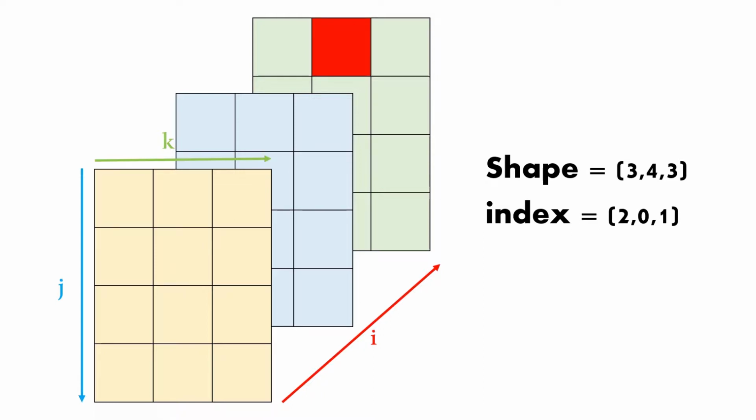Similarly, this red index here, we have it in the third matrix back, which puts it at index 2 in the i direction. It's in the first row, which puts it at index 0 in the j direction, and it's in the second column, which puts it at index 1 in the k direction. So it would be at index 2, 0, 1. Now we've got a basic introduction to the NumPy arrays. Let's jump into the code.